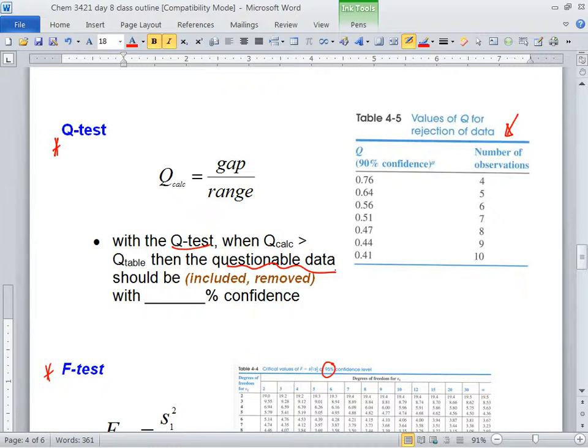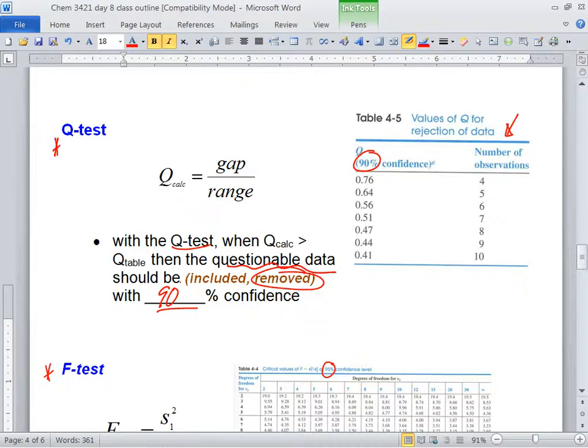So when Q calc is bigger than Q table, then the questionable data should be removed. I wrote them all this way so that this is with 90% confidence. If you use that table, you'd be 90% confident.